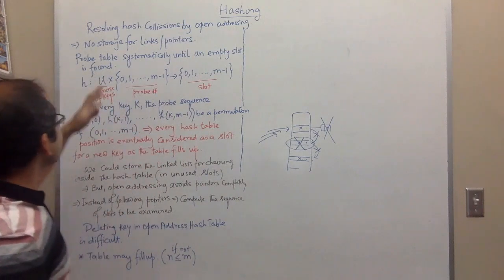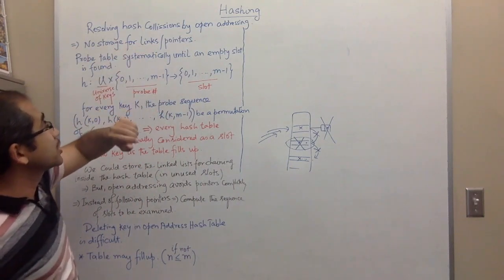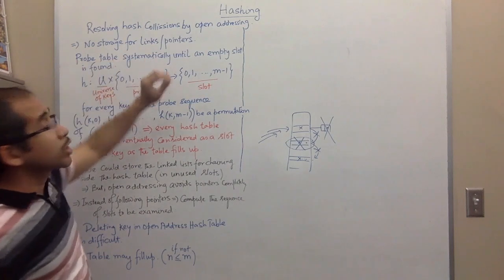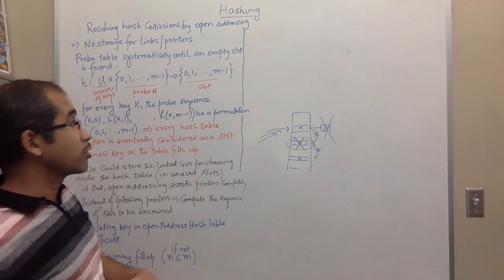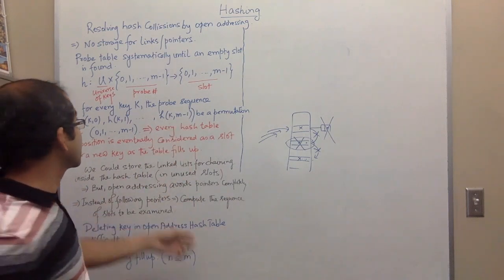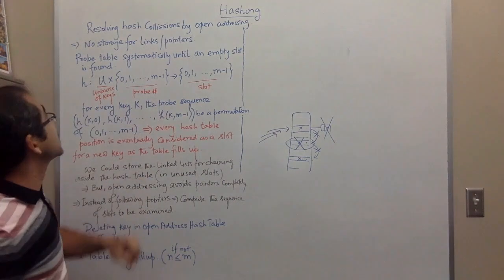So now let's see resolving hash collisions by open addressing. This is the concept: no storage for links and pointers. As I said, we do not want to store links and pointers, so we want to use that same memory for the table itself. So we probe the table systematically until an empty slot is found.